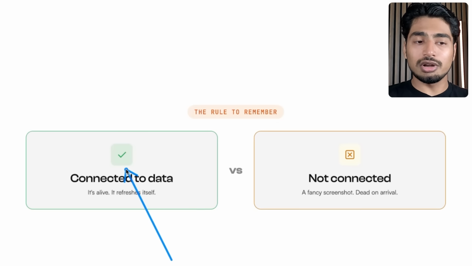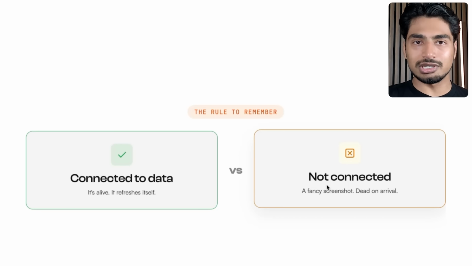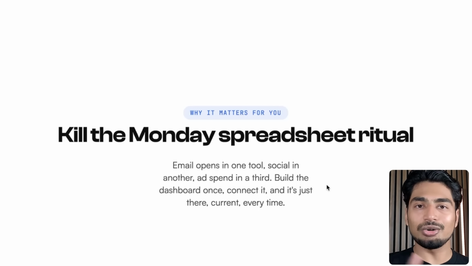This is mainly because the live artifacts are connected to data. The normal ones are stale. They're just there, frozen in time. And why this is amazing is because you no longer have to open a spreadsheet to log data every single Monday, or have a VA do it. Everything is just live and updating.